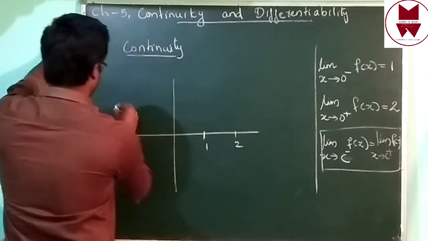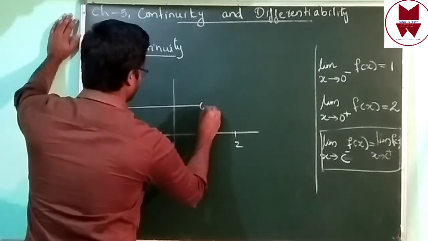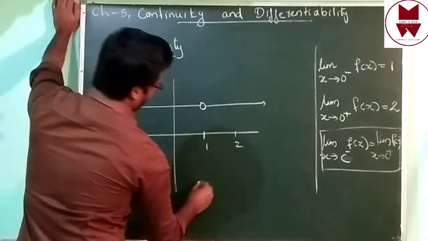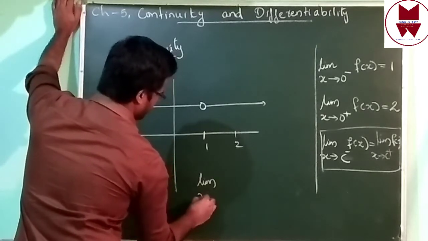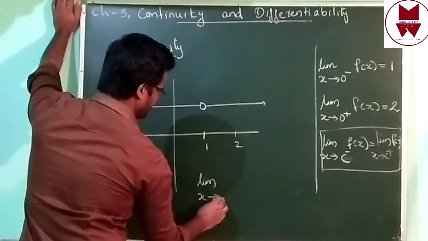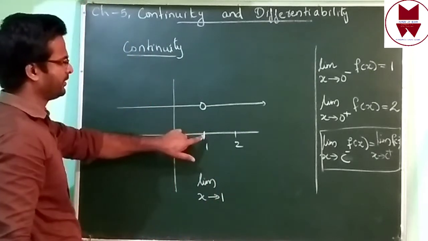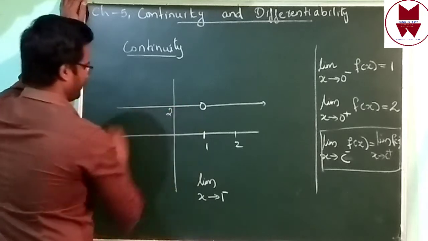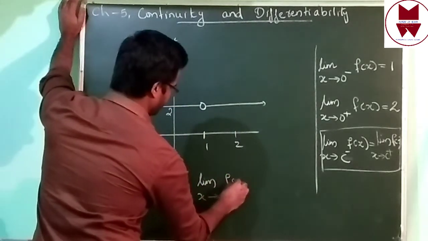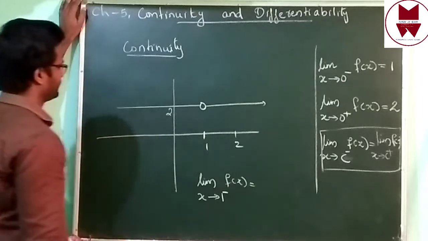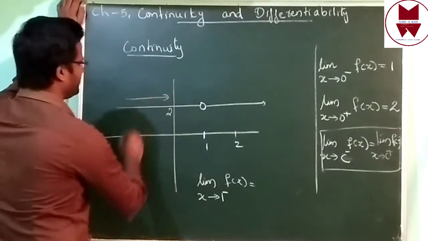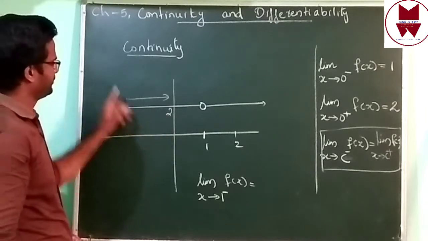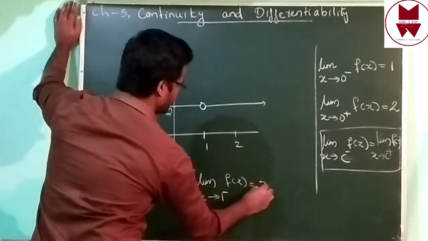One graph is like this. Here, limit x tending to 1. We are going to check at this point. 1 minus, just think it is 2.2, f of x. From the left side approaching 1, what is the value of f of x? Passing to 2 means that it will be 2.